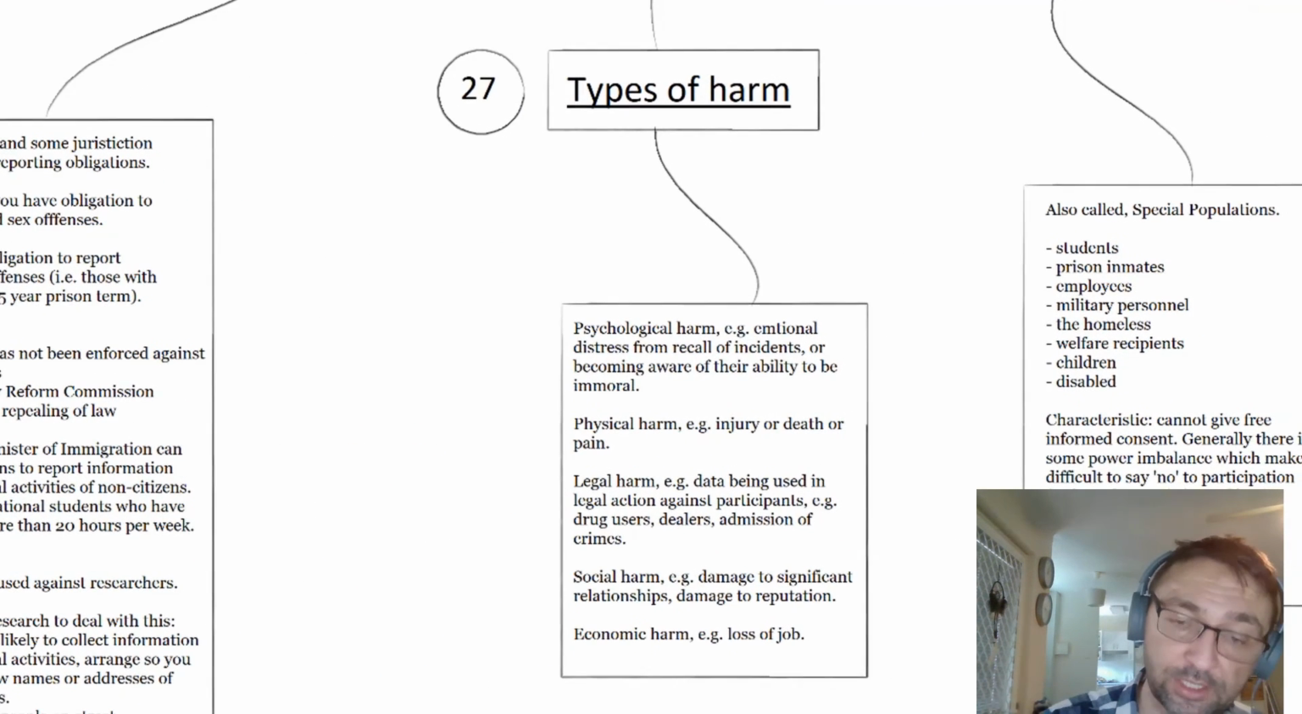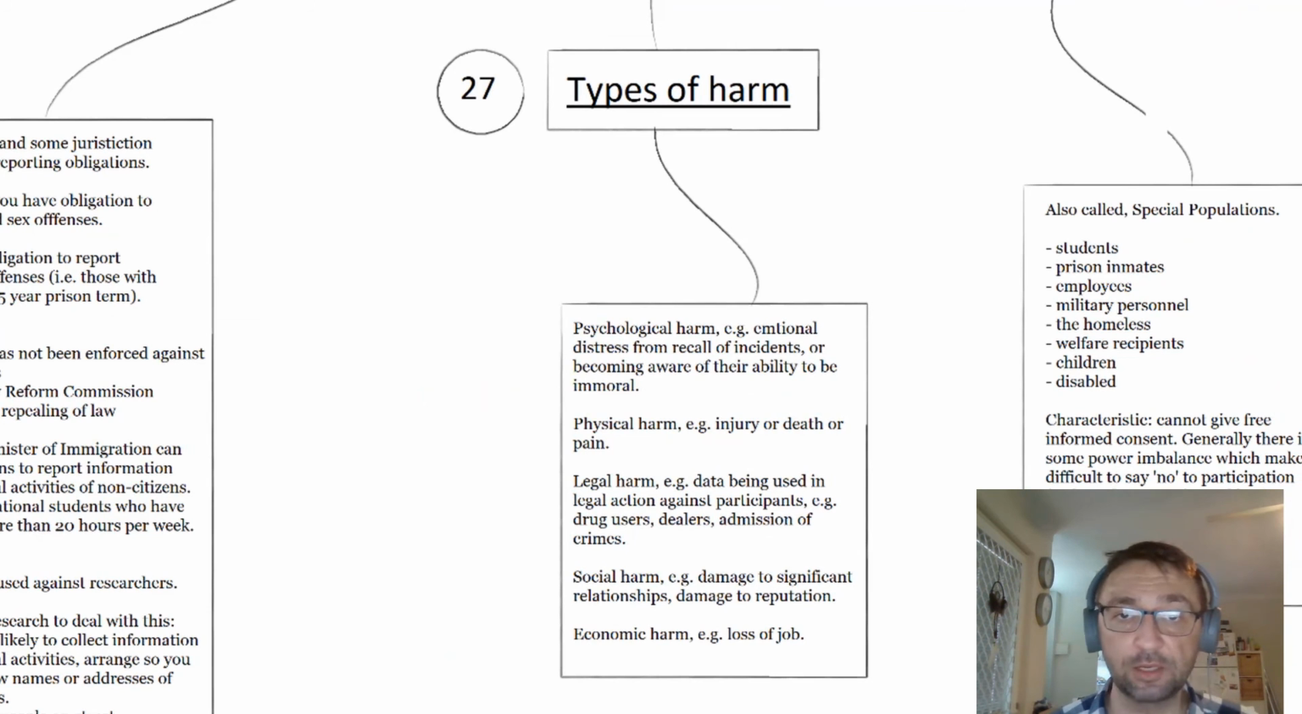Okay, slide number 27, types of harm. I just want to briefly tell you what research committees and university ethics consider harm to be. There are 5 main types of harm that I think are worth being aware of. They are psychological harm. That is one risk that you will have with your participants.